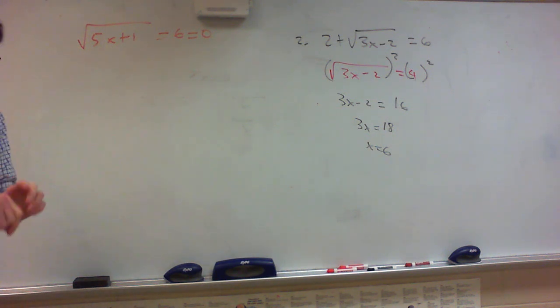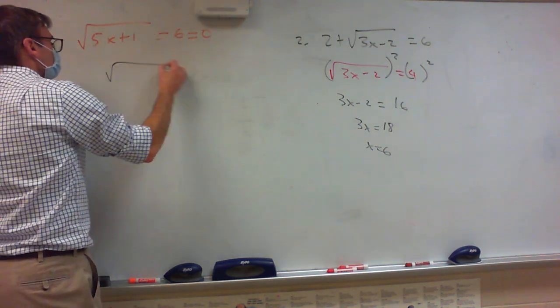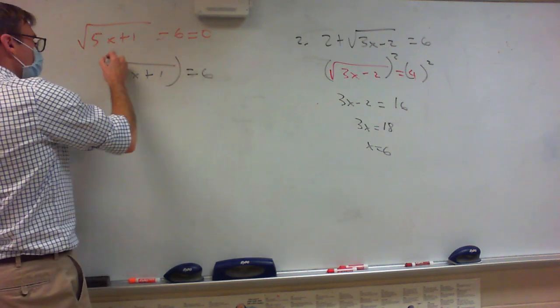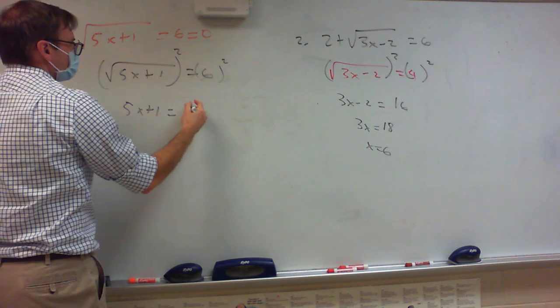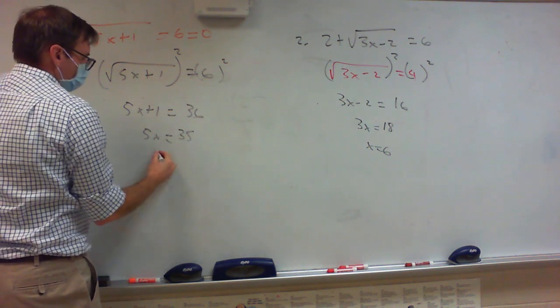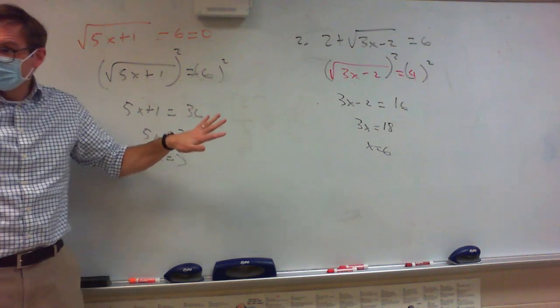All right, so everybody do this, and when you get the square root by itself, I end up with the square root of 5x plus 1 equals 6. Square both sides, and then I get 5x plus 1 is equal to 36. 5x is equal to 35, x is equal to 7, and everybody's happy, right? Okay. Seems pretty easy so far?